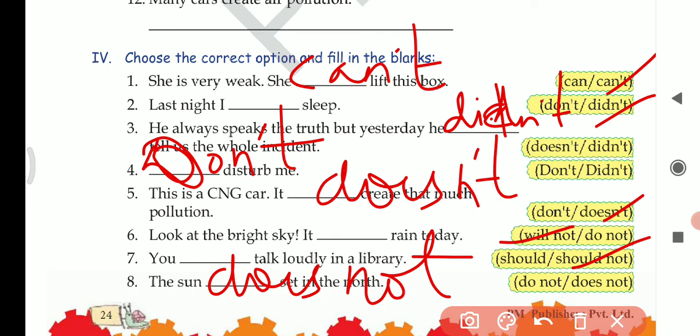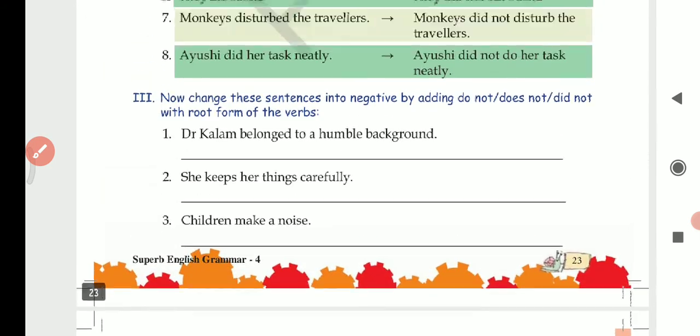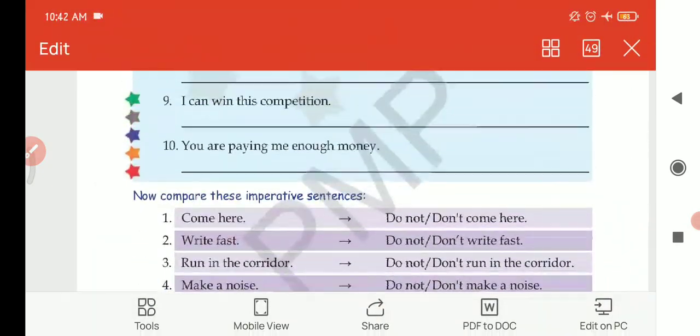So I hope that this chapter, negative sentences, is clear to everybody. I expect you to please go through this chapter, and if you face any doubt, you are free to ask me.